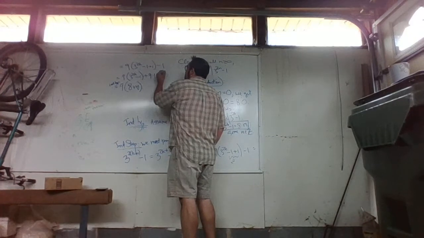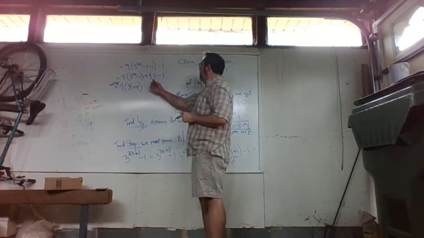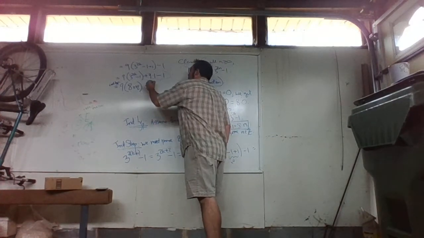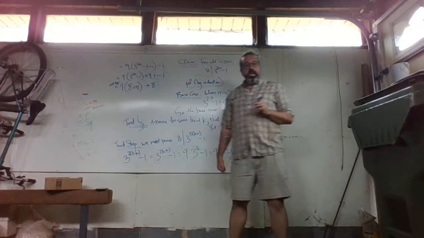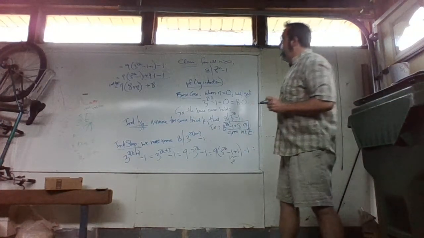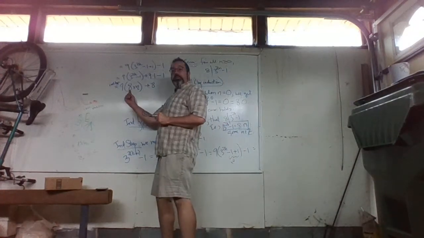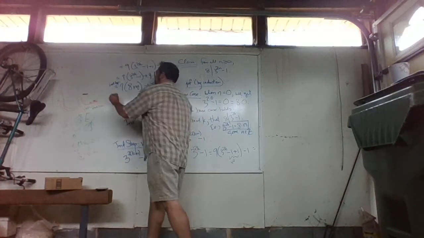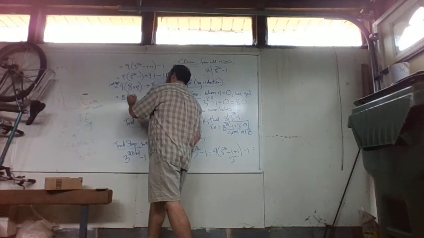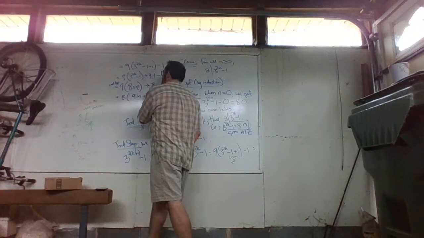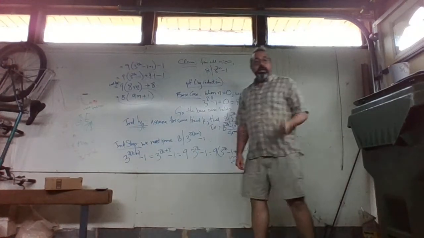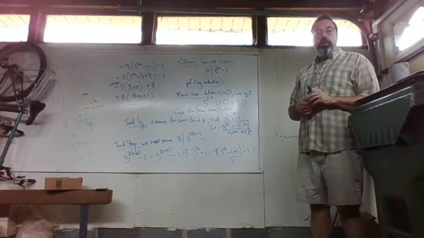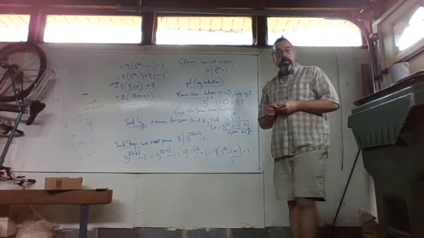And now we've got a little bit of algebra here. Plus 9 minus 1 is plus 8. And I think you can see how to finish this off. We've got an 8 buried in this term, and we've got an 8 buried in this term. Let's just factor those 8's out. And we get this.